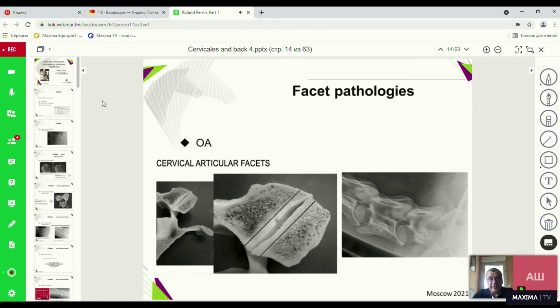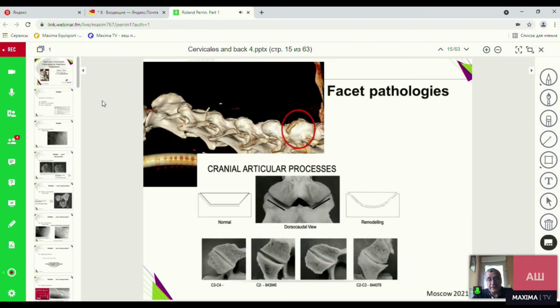So the cervical articular facets. So first you have osteoarthrosis. So you have some gradation of this affection.